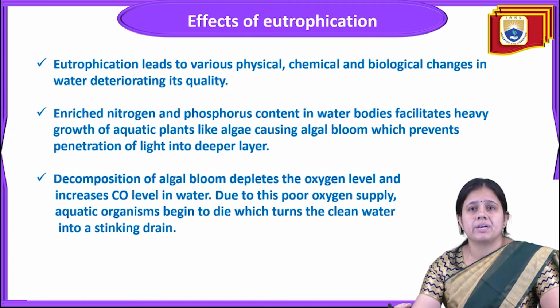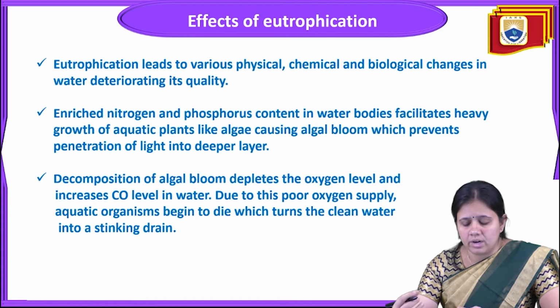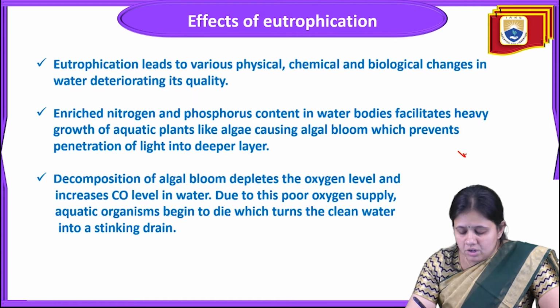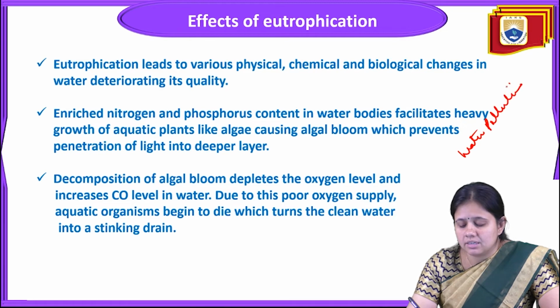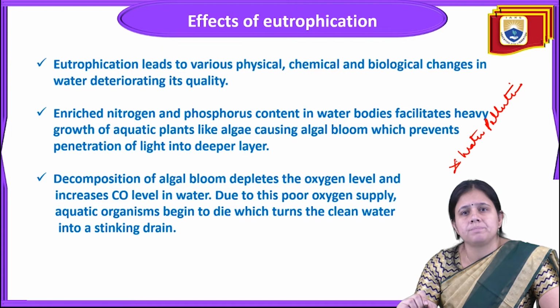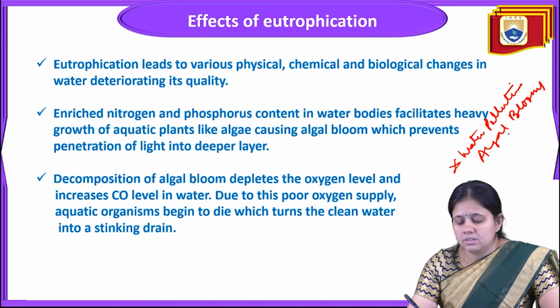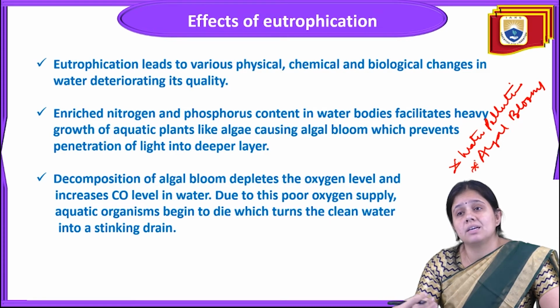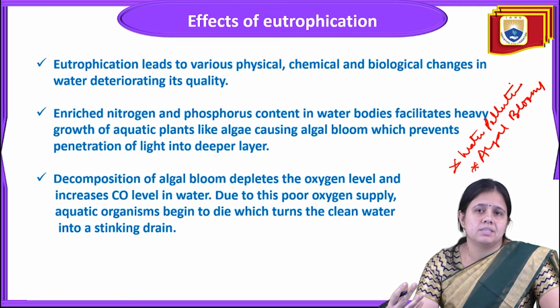Next is the effects. We are going to discuss about the effects of this eutrophication. So eutrophication will lead to various physical, chemical and biological changes in the water, deteriorating the quality. It will lead to the water pollution. Mainly, first thing is that this eutrophication will lead to the water pollution. Algal bloom is there. That is the rapid increase in the algae is there.